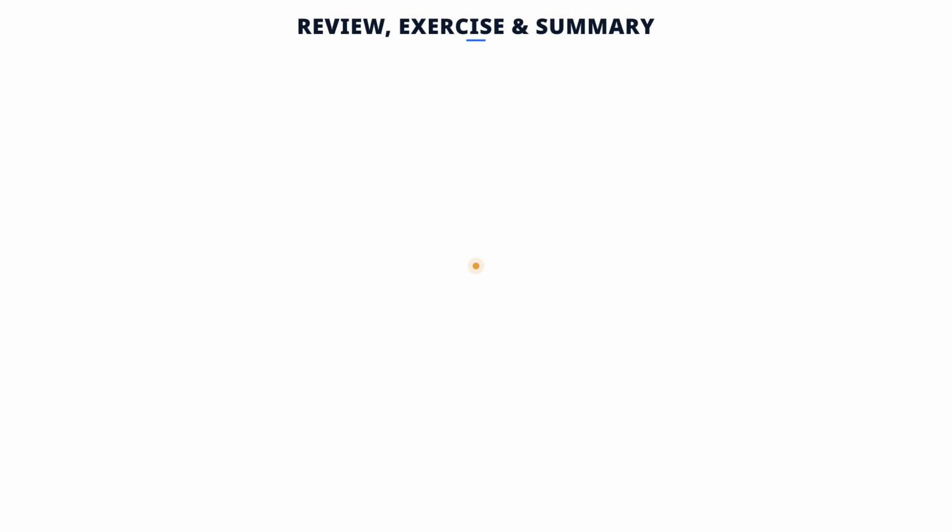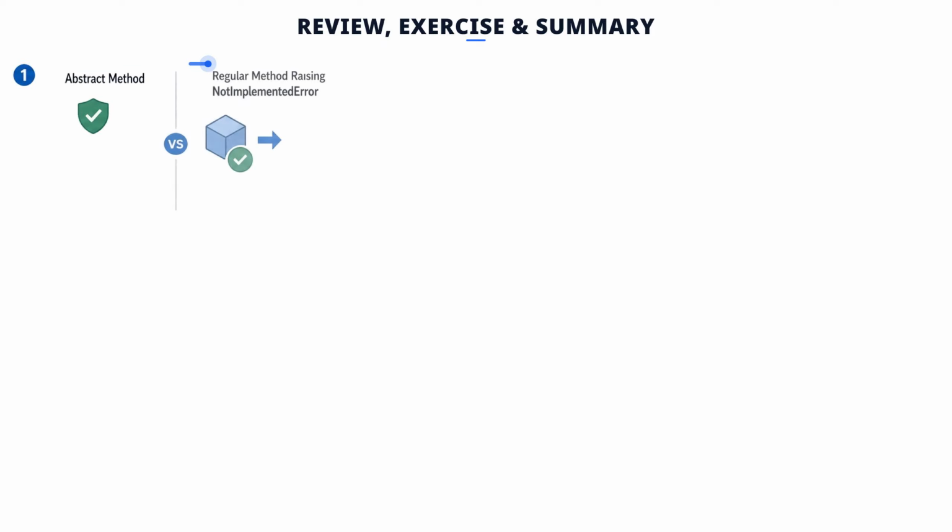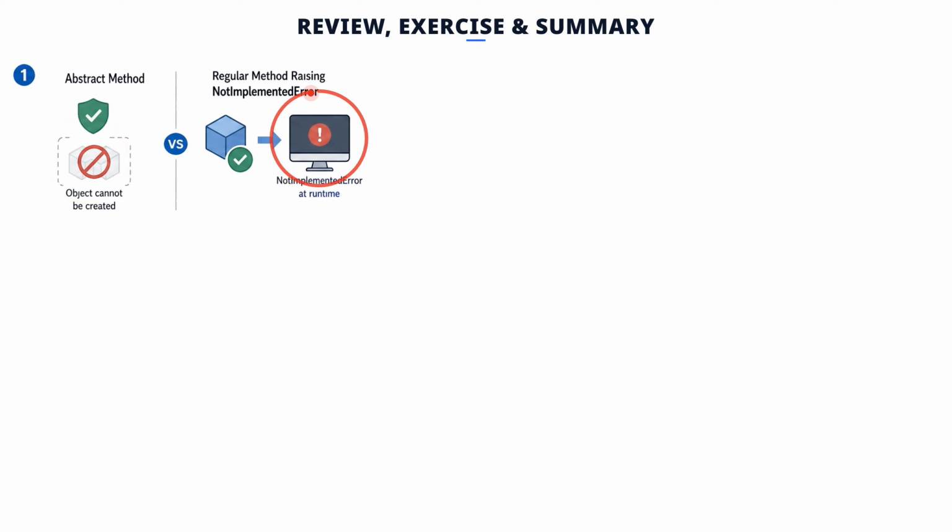To deepen your understanding, let's break down these key concepts visually. First, let's compare an abstract method to a regular method that simply raises a NotImplementedError. While they might seem similar at first glance, abstract methods provide a much stronger safety net. Why? Because they completely prevent the object from being created at all if a required method is missing. On the other hand, a regular method raising an error will only crash later when the code is actually executed at runtime. Catching errors during object creation is always safer.